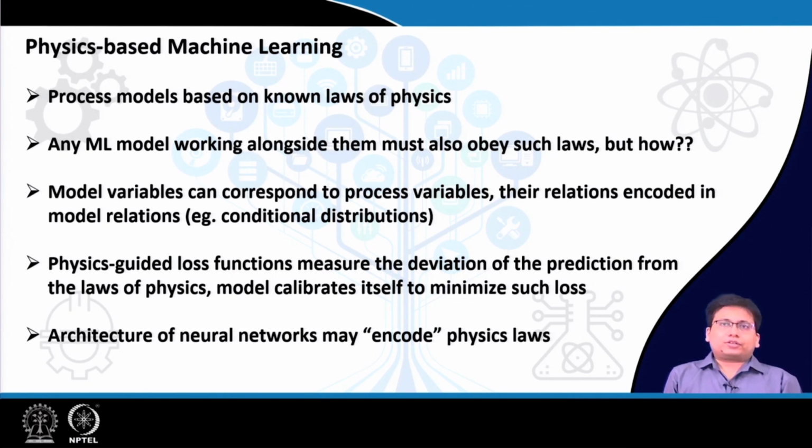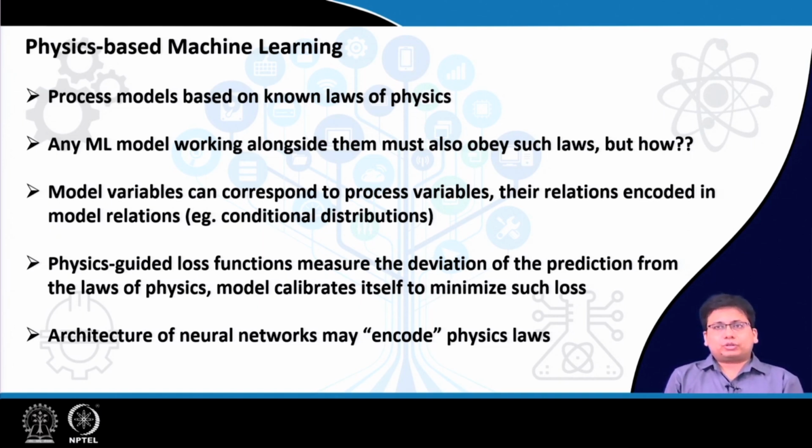Say, for example, conservation of mass may be violated. One way to prevent that is, first of all, through the model variables. Some of the model variables of the machine learning model can correspond to the process variables. If you remember the statistical models we discussed in our early lectures, some of those latent variables are supposed to represent the latent and observed variables.